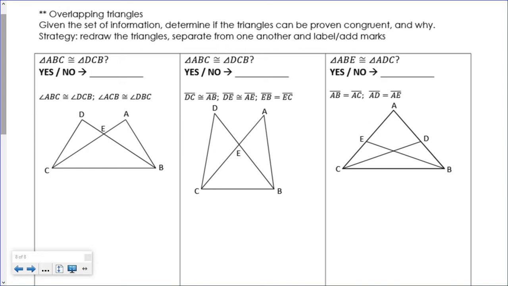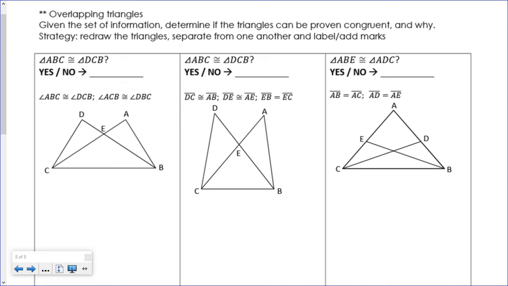So the easy strategy you're going to use is just to redraw them separate from each other. Okay? In the question, they're going to tell you specifically what triangles to look at because there are so many different triangles that you can create. Right? You have the small ones, you have the bigger ones put together. So they're going to tell you which triangle specifically. So you would redraw them. That's why I have space in each box.